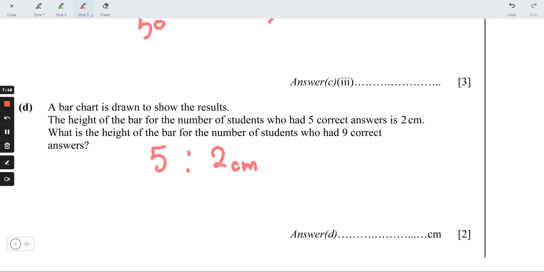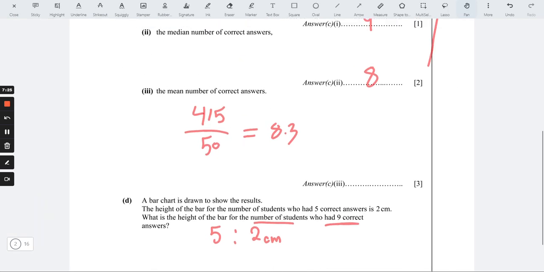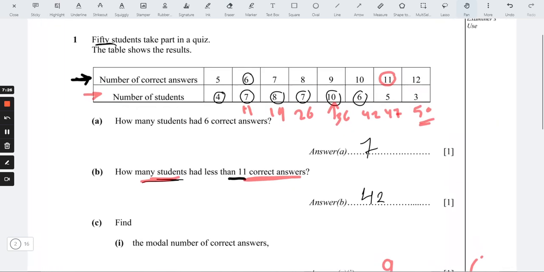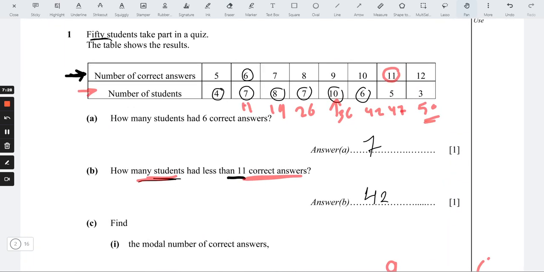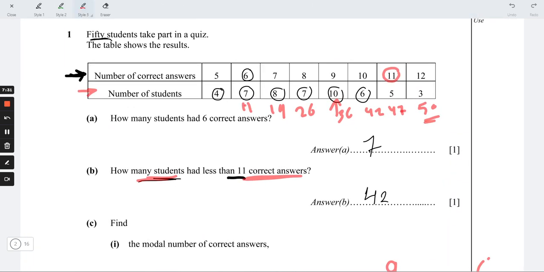How many for the number of students who had 9 correct answers? So we'll get back again here. For 5 correct answers, we have 4 students.